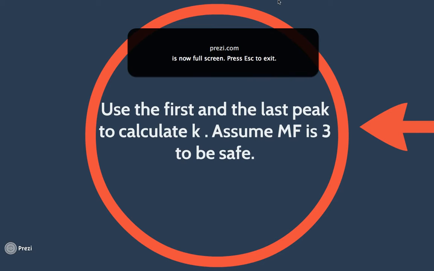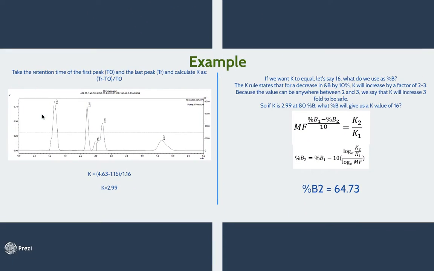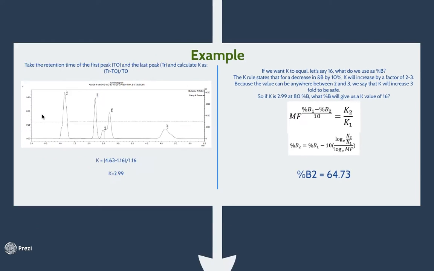But let's say we answer no to that question, so resolution's not greater than 1.5, then we calculate K and we assume our multiplying factor is 3. Then we determine what percentage B will give us the K value closest to the maximum, without exceeding our K limits or our runtime limits.